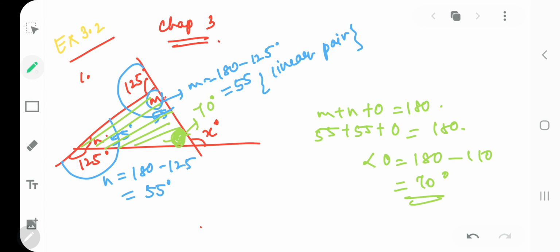Once I got O as 70, my dear kids, x is a linear pair of O. So what will be x? It will be 180 minus 70, that is 110. Is that clear? Perfect. Next we have problem number 2.